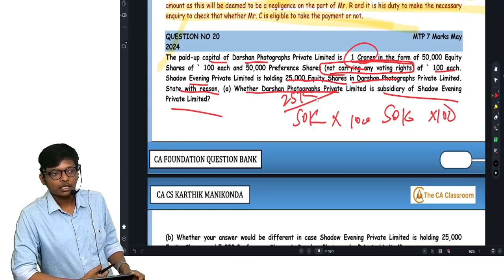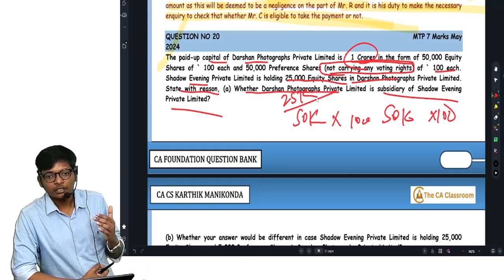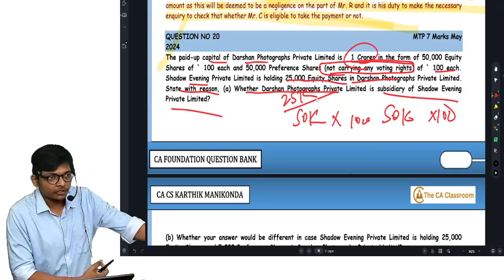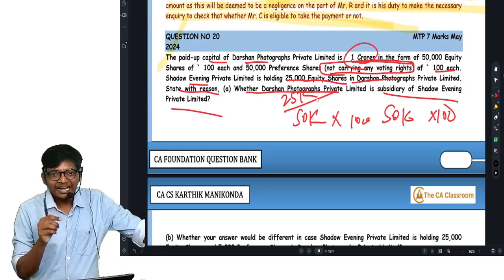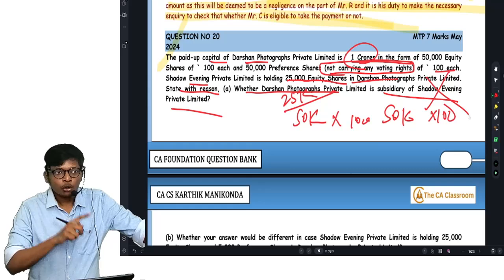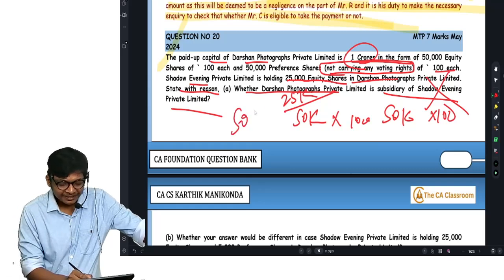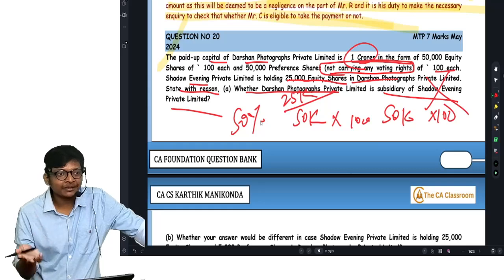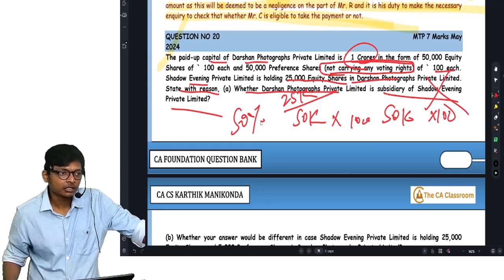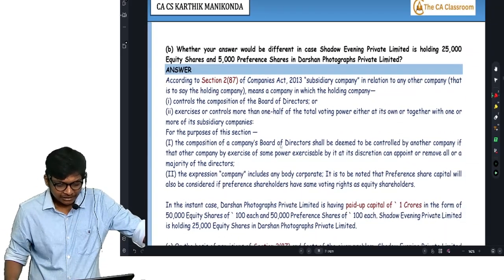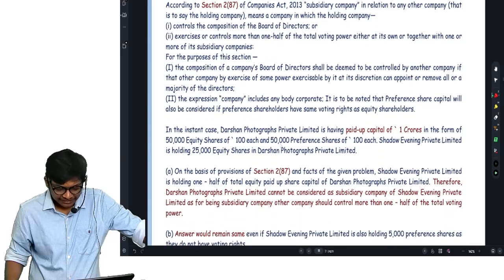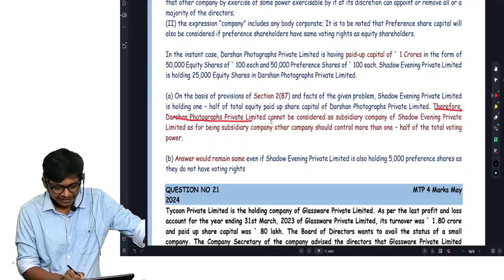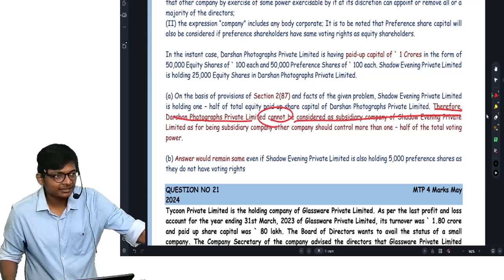You should have half or more than half of total voting power. So if I have 25,000 out of 50,000, you have exactly half. Therefore, you are not a holding subsidiary. Your percentage is exactly 50. I need 50 point something. What something? Any something is fine. Are you all getting it, guys? That's it. So the first case, the answer is, therefore Darshan Private Limited cannot be considered as a subsidiary.